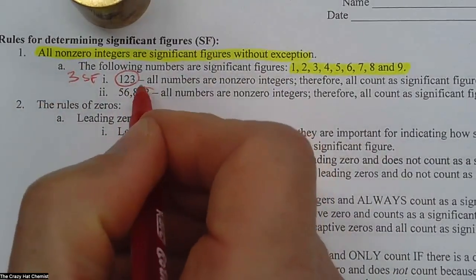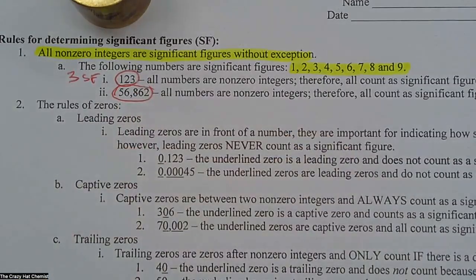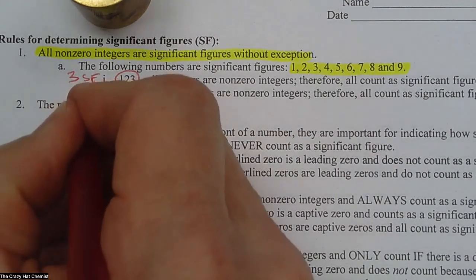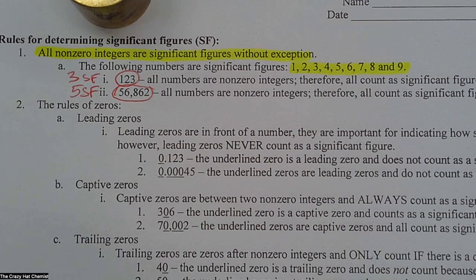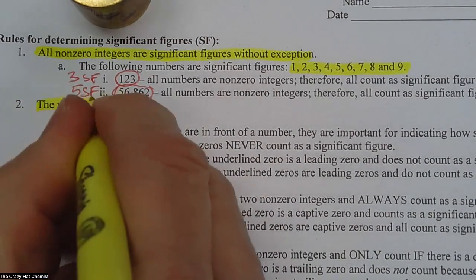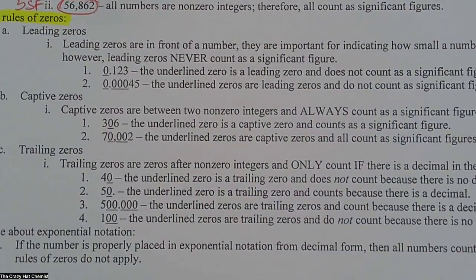In this next number, 56,862, all these are also non-zero integers, and that is 5 significant figures. All right? Fantastic. Then we have rules for zeros. So the rules for zeros is as follows. There are 3 rules for zeros.